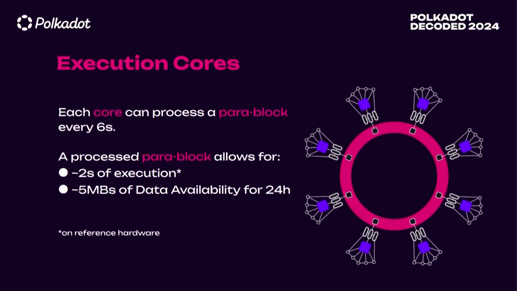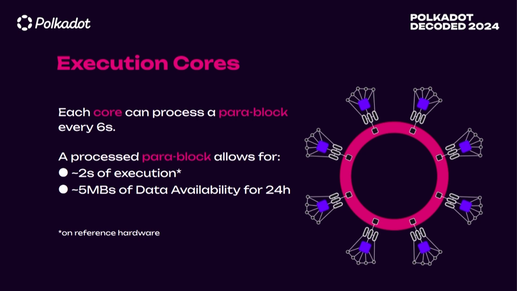This is the bundle of data of all the transactions coming in from the outside world and getting processed by the relay chain. And a single processed parablock, what it actually means is 2 seconds of execution and 5 megabytes of data availability. This is what we actually mean by block space, a combination of those two properties.